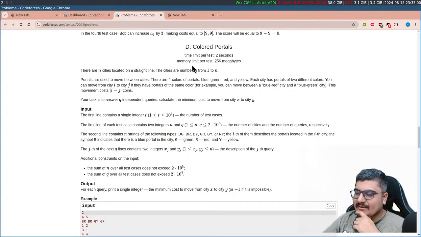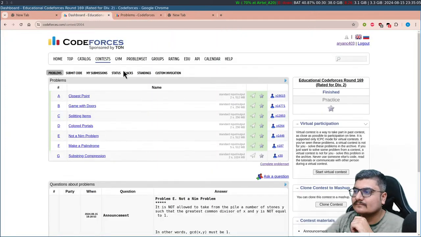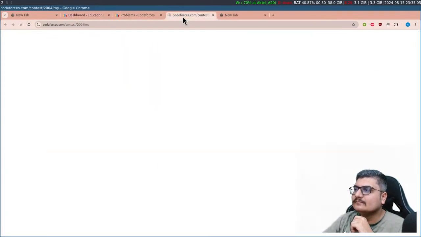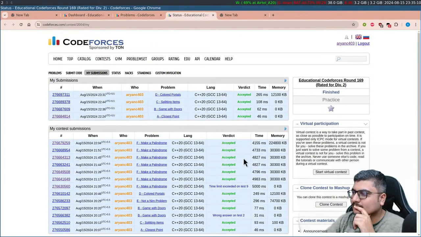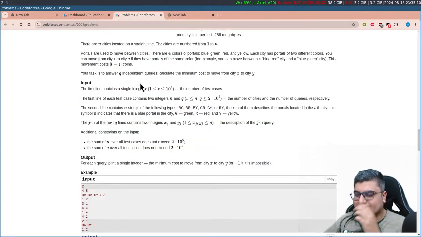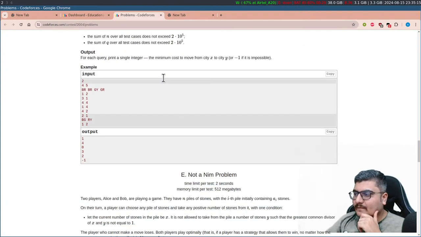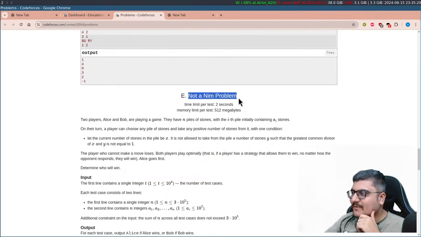Okay, any questions on problem D before I jump on to problem E? Okay, these are not yet active, but I expect them to be. Okay, not a Nim problem.